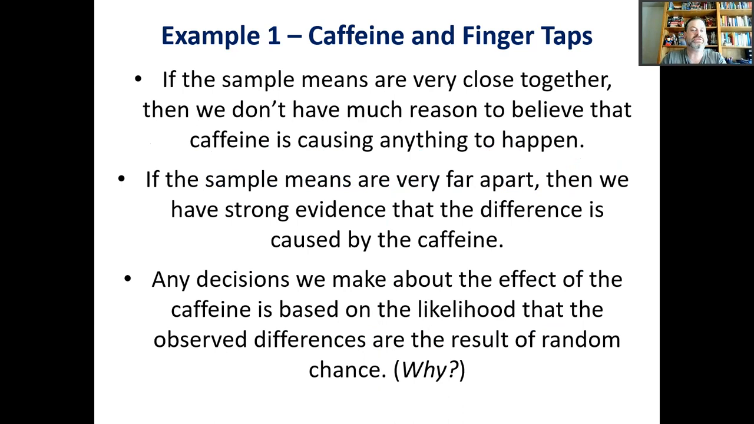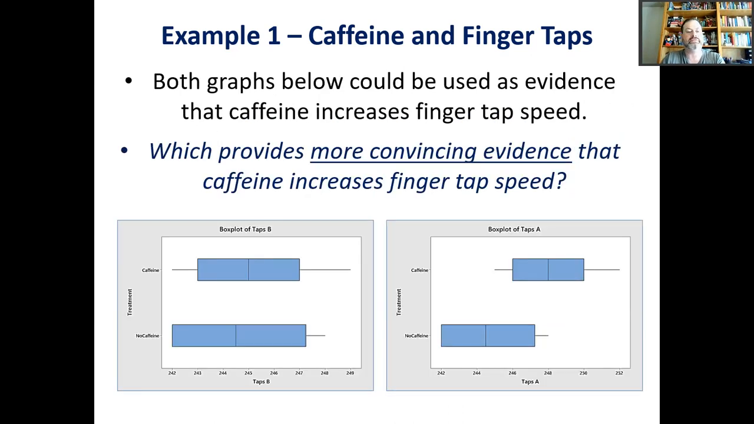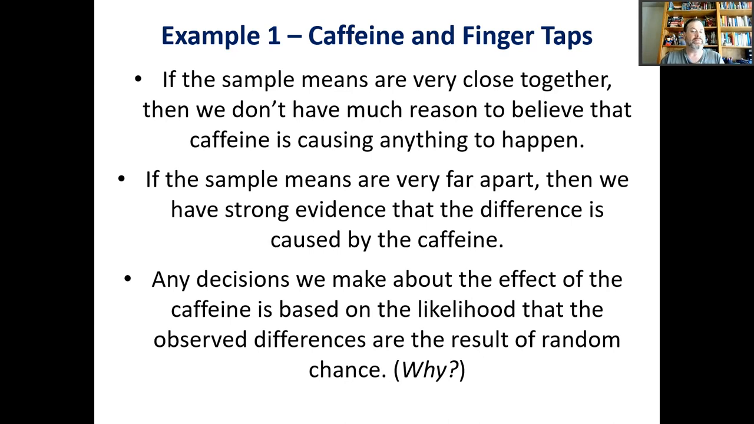So if the sample means are very close together, then we don't have much reason to believe that caffeine is causing anything to happen, right? And that's what we saw here on the left. Those sample means are pretty close together compared to the width of the graph, the overall spread. If the sample means are very far apart, then we have strong evidence the difference is caused by the caffeine. And so here's the crux of the whole thing that we're going to have to leave off. This last bullet, we're going to have to revisit in a later section because we just don't have the mechanism to discuss it any further.